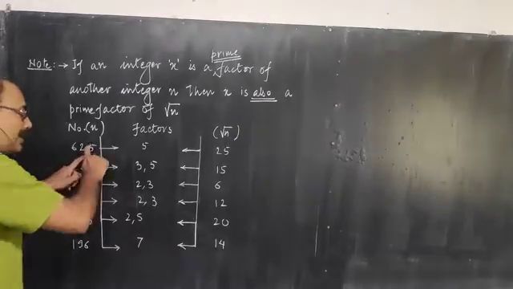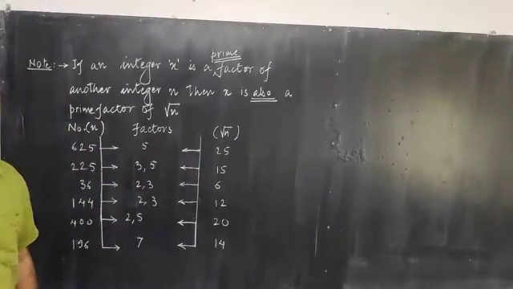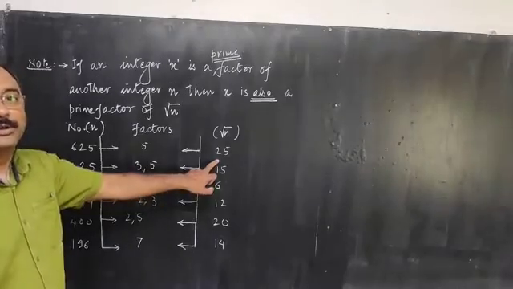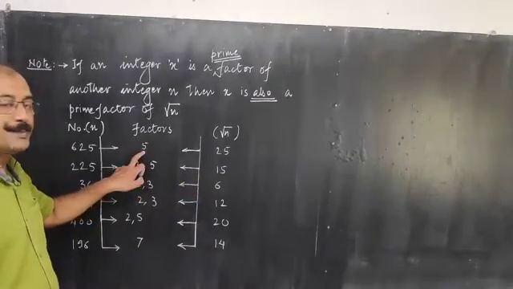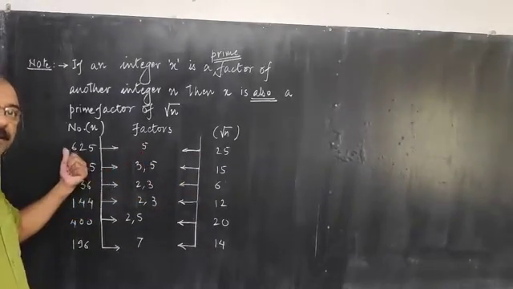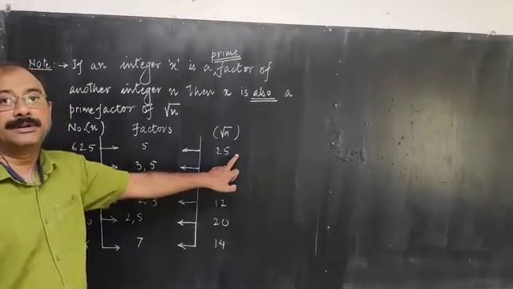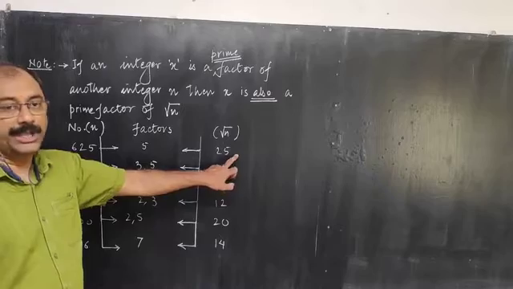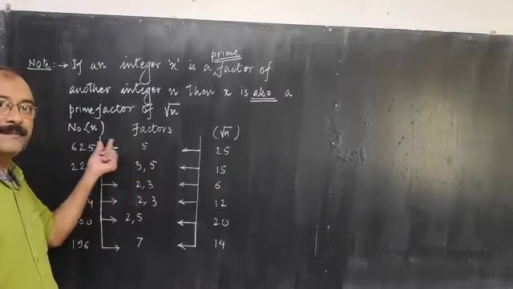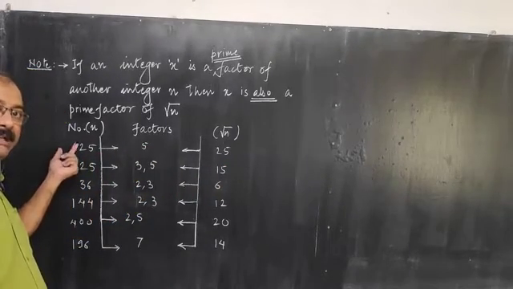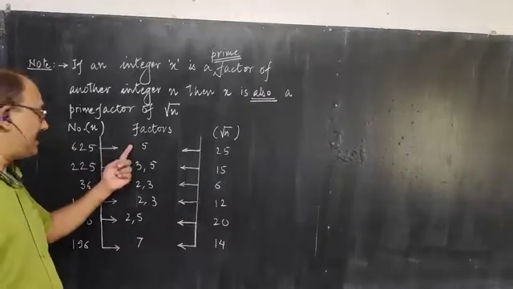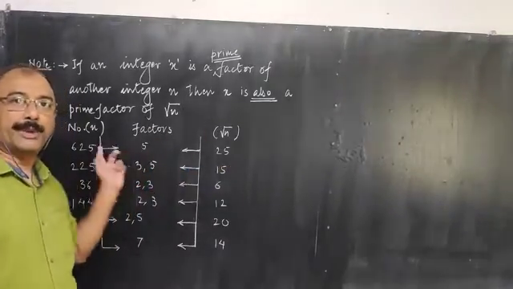If you take the square root of 625, that is 25, you will observe that this prime number, which was a factor of 625, is also a factor of 25. Okay? That means if a number is a factor of some other integer, then the same number is also a factor of its square root.